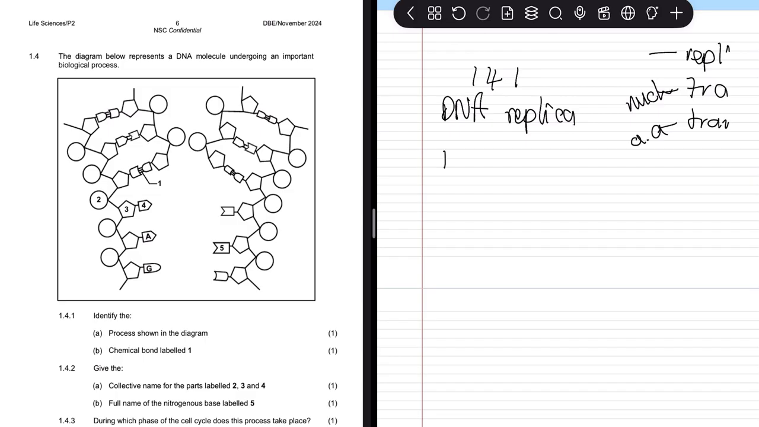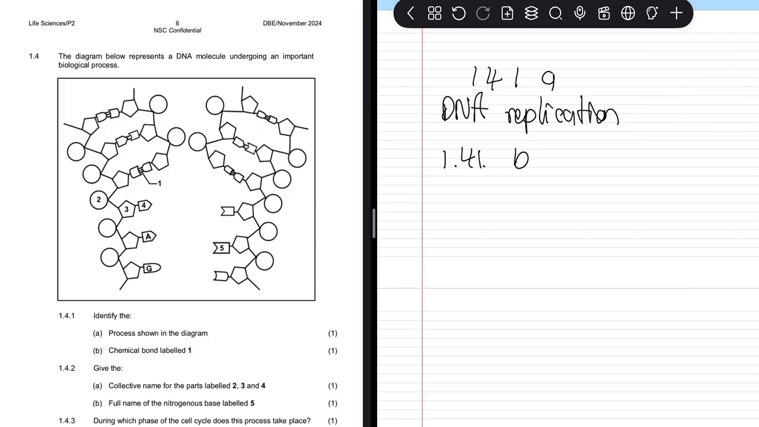Okay, next question, 1.4.1. This is A, this is B. Sorry, I didn't have space. There's that word I was trying, replication. Okay, let's erase. So now you guys are eating my 6 minutes.